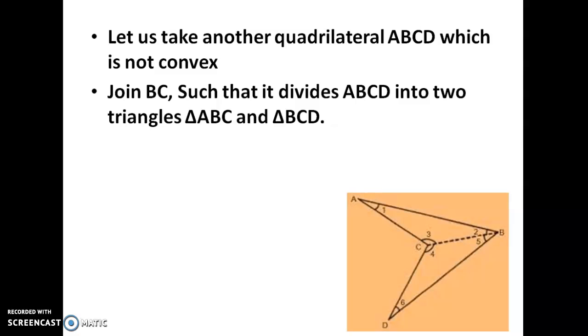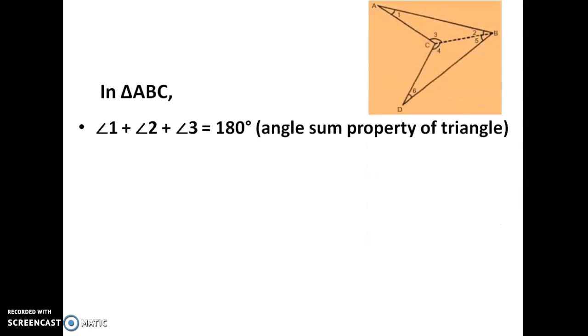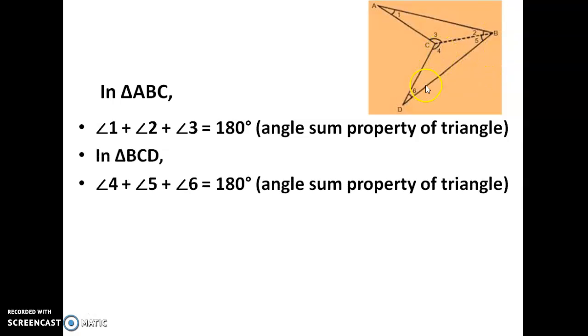Join BC such that it divides ABCD into two triangles ABC and BCD. In triangle ABC, the sum of the angles will be equal to 180 degrees. For a triangle, the angle sum property is 180 degrees. So these three angles, 1, 2, 3, will give you 180 degrees. Similarly, for triangle BCD, these three angles, 4, 5, 6, will give you 180 degrees.